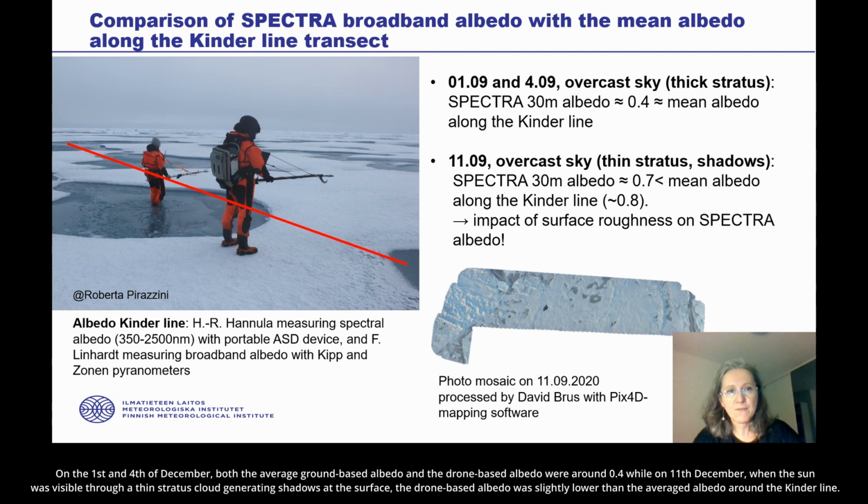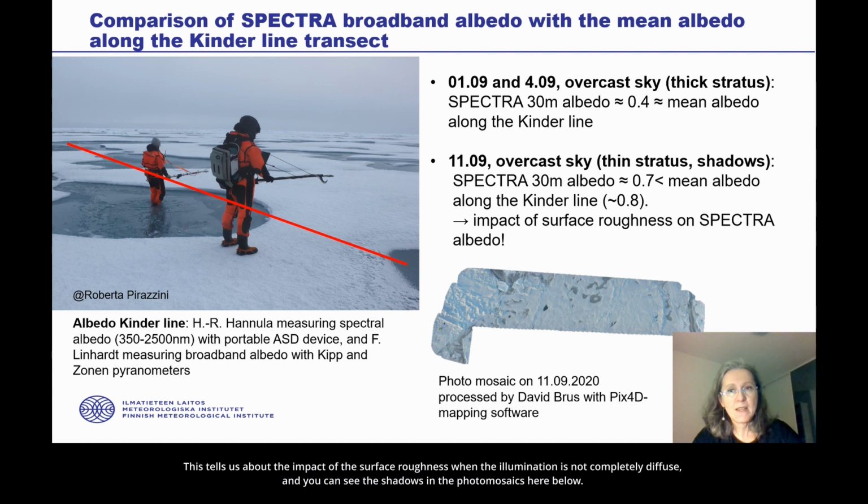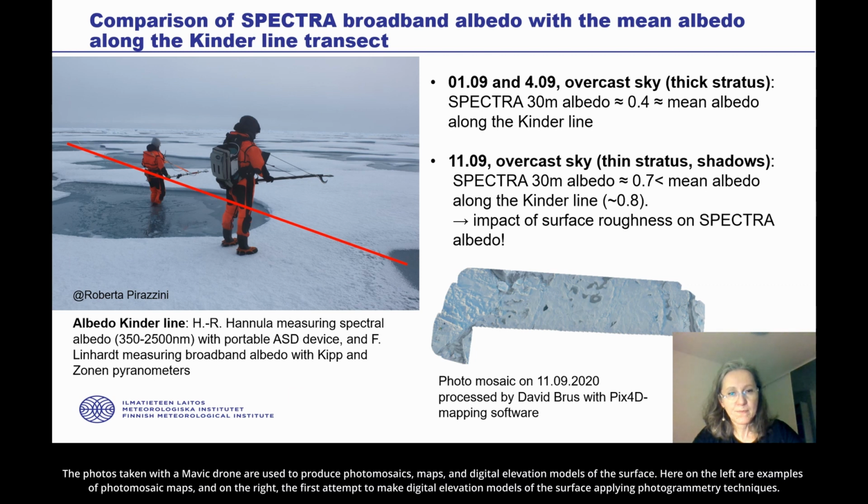On the 1st and 4th of December, both the averaged ground-based albedo and the drone-based albedo were around 0.4, while on 11th of December, when the sun was visible through a thin stratus cloud generating shadows at the surface, the drone-based albedo was slightly lower than the averaged albedo along the Kinder line. This tells us about the impact of the surface roughness when the illumination is not completely diffuse, and you can see the shadows in the photo-mosaics here below.